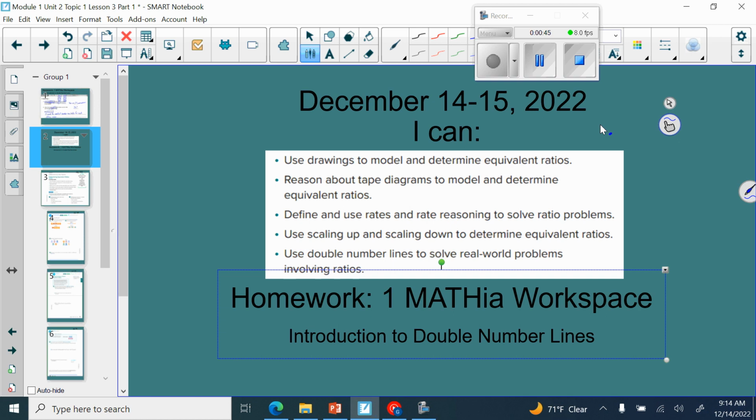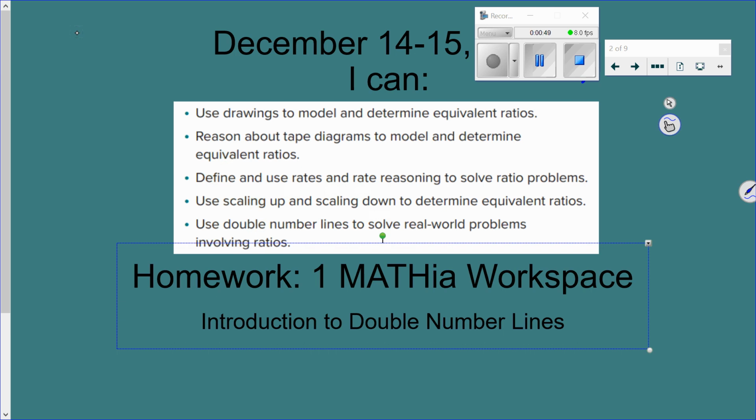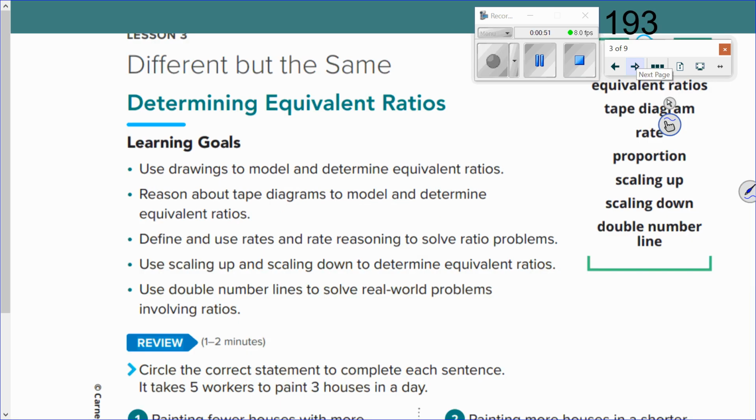Okay, our first problem today. Open up your modules to page 193. Here again are our learning goals. Our focus today is going to be on some of these drawings to help you reason through ratios and equivalent ratios. And then we'll start talking a little bit more about rates.